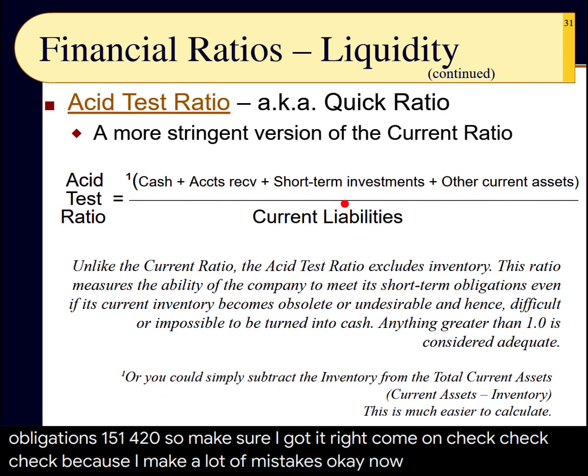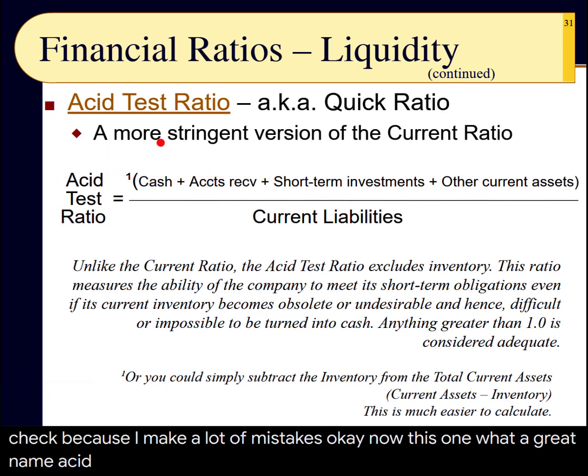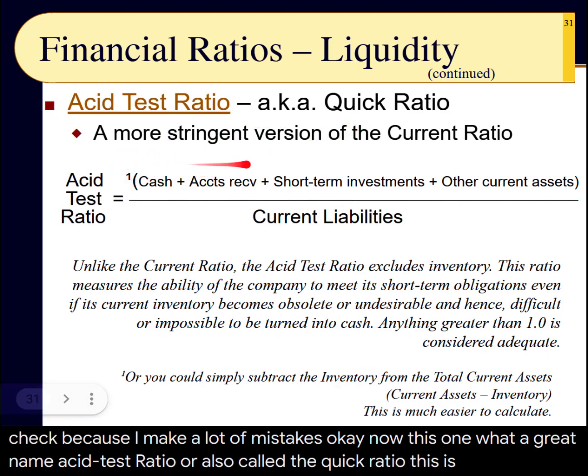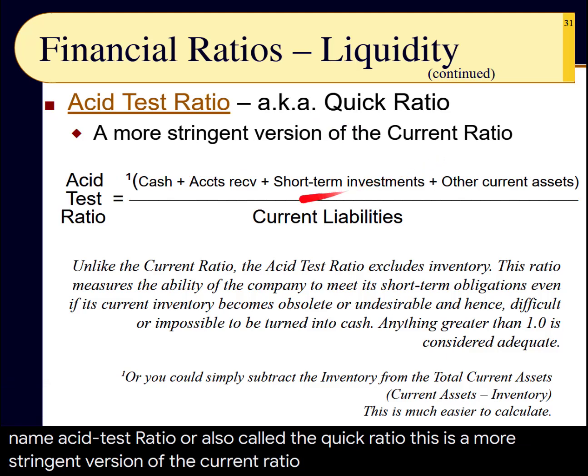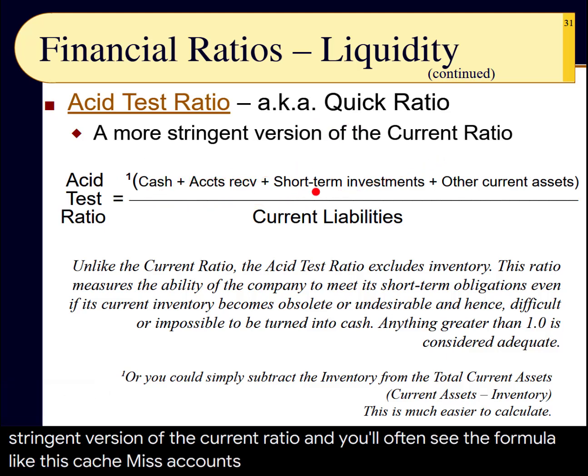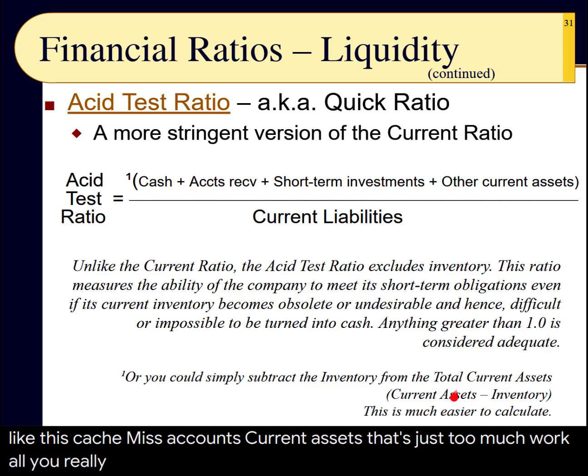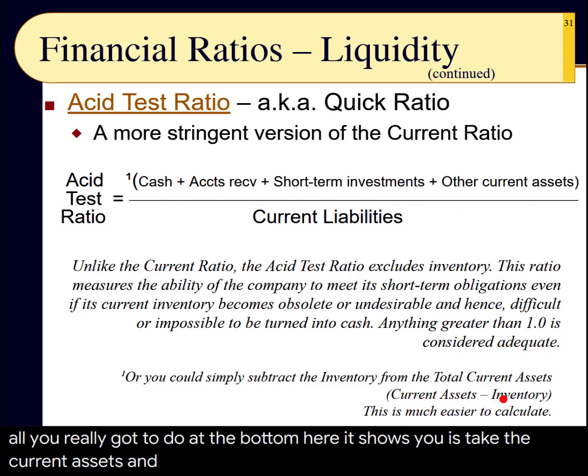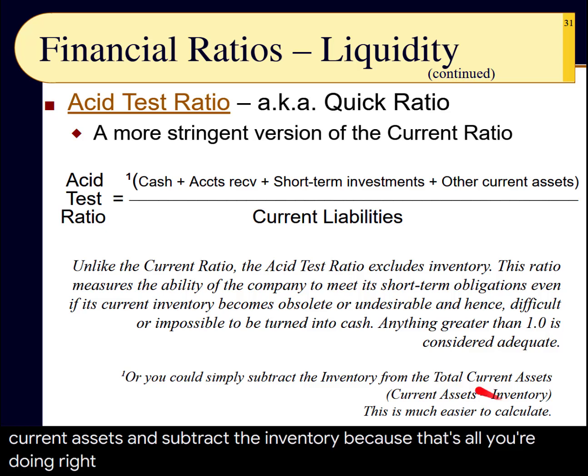Now, this one, what a great name. Acid test ratio, or also called the quick ratio. This is a more stringent version of the current ratio. And you'll often see the formula like this: cash plus accounts receivable plus short-term investments and other current assets. That's just too much work. All you really got to do at the bottom, here it shows you, is take the current assets and subtract the inventory. Because that's all you're doing, right? Unlike the current ratio, the acid test ratio excludes inventory.